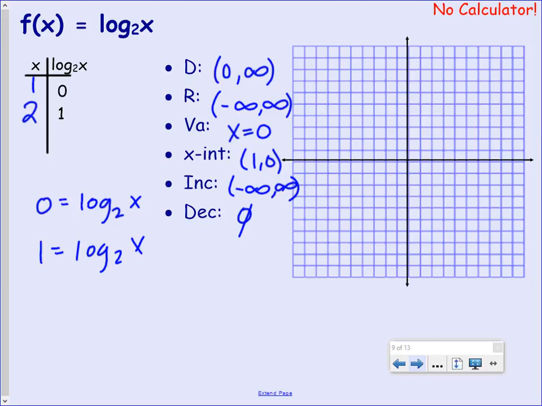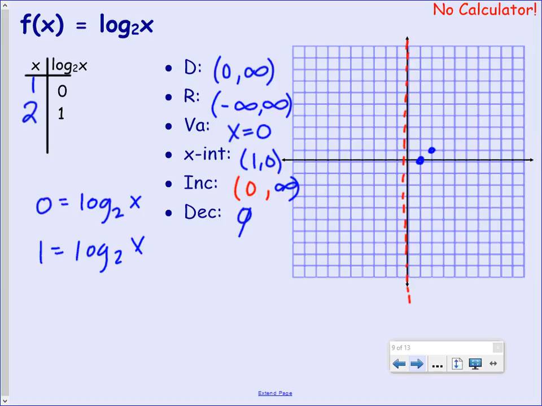Mainly I use the points and the asymptotes to help me graph. So I have two ordered pairs, (1, 0) and (2, 1). Since you found a vertical asymptote at x equals 0 and increasing, shouldn't it be 0? Oh, yes, thank you. I'll change that. It's increasing for the length of the domain, 0 to infinity. Thank you. And I'll draw in my vertical asymptote there at x equals 0.